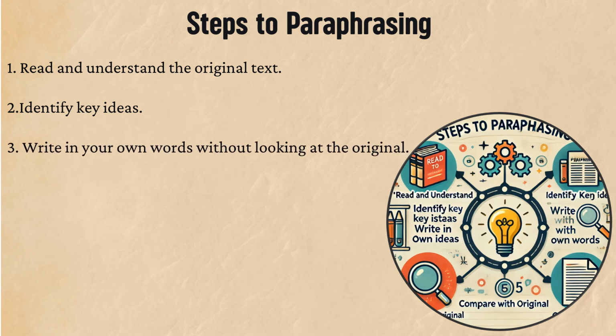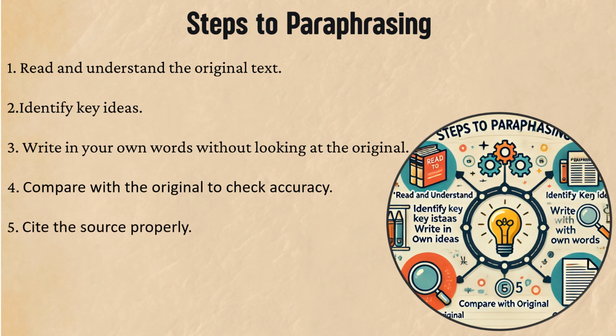Next, write the information in your own words without looking at the original. Read the original, understand the meaning, keep the original aside and write that in your own words. After that, compare your writing with the original to check accuracy. And if you feel that there are things missing, you can rewrite it until your version matches the original. Then cite the source properly, meaning from where you have taken that information.